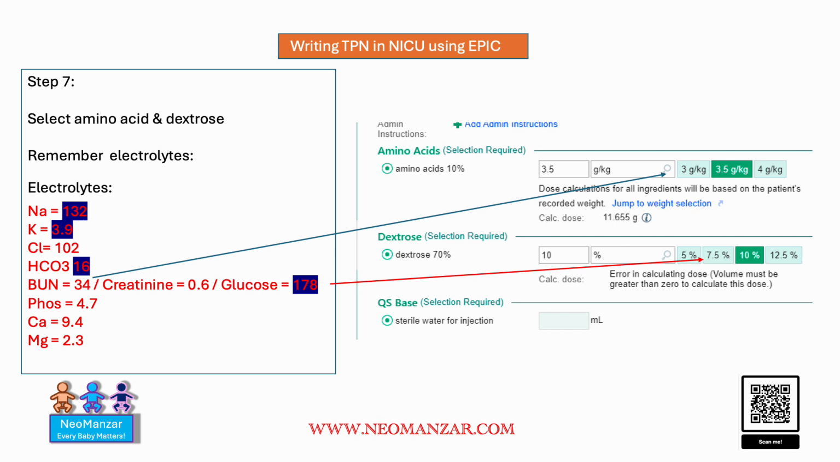So two things here, macronutrients: you have to select your amino acid and glucose. In this case, you see that glucose is high, it is 178. So just make sure you select either 7.5 or 5. And for protein, we see that BUN here is 34. So we should be okay with 3.5 in this baby. Make sure the baby gets enough protein. They need it to grow and prevent negative nitrogen balance.